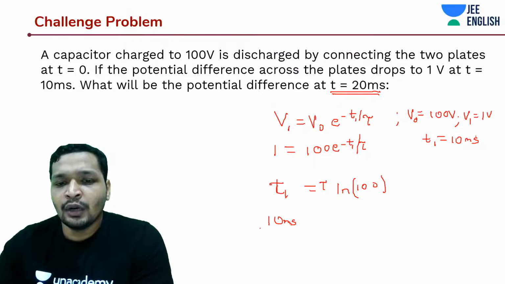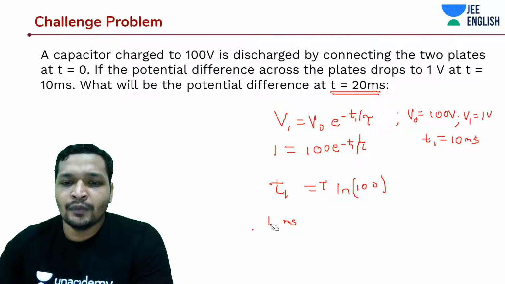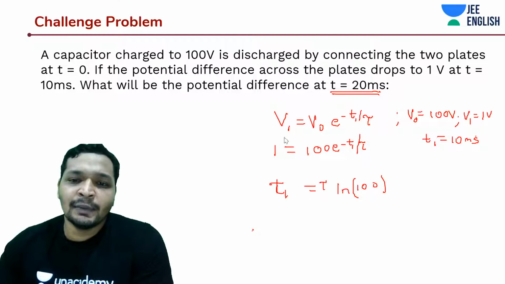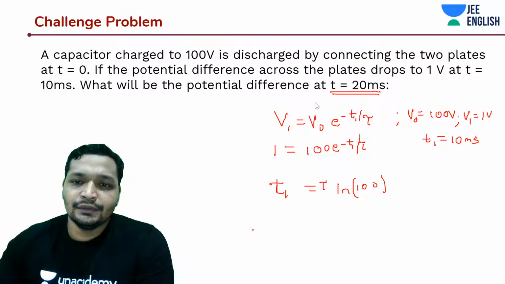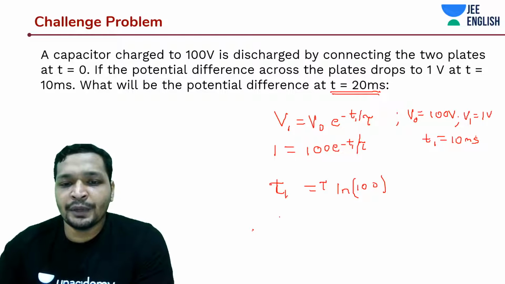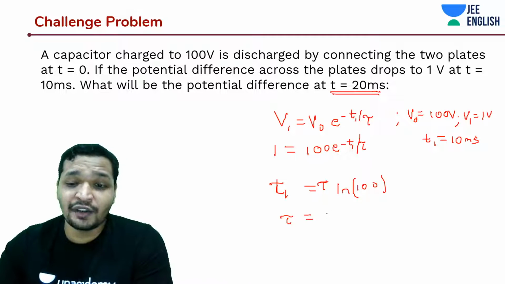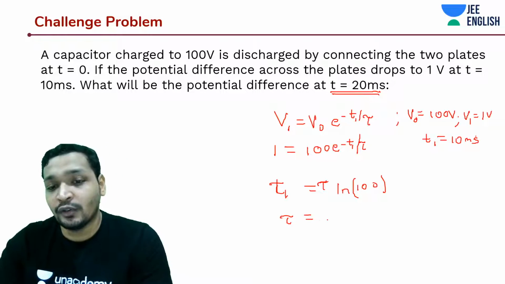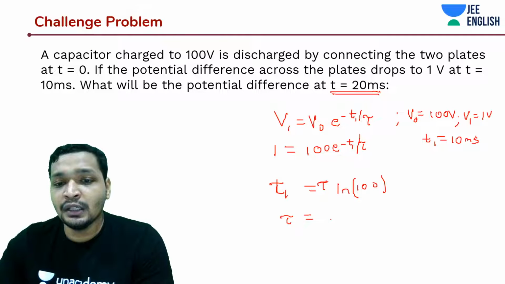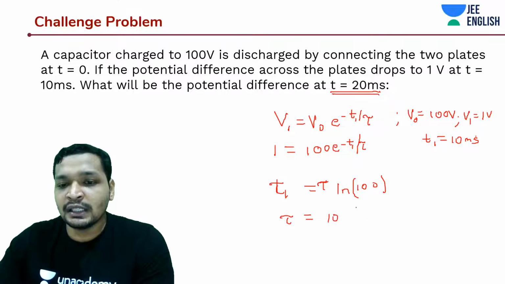Okay, so your tau is nothing but 10 milliseconds by ln 100. You don't have to do any further mathematical operations, especially when it comes to your exam. Don't spend your time on this, especially on discharging and charging of capacitors. Your questions are meant to be like this only. So 10 milliseconds, I'm substituting T1.